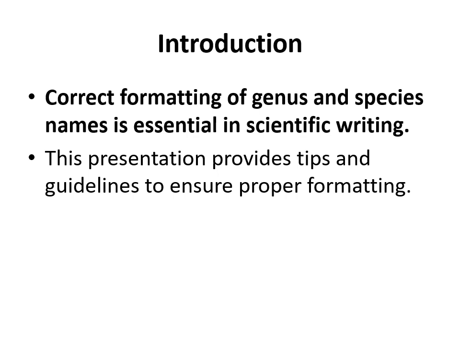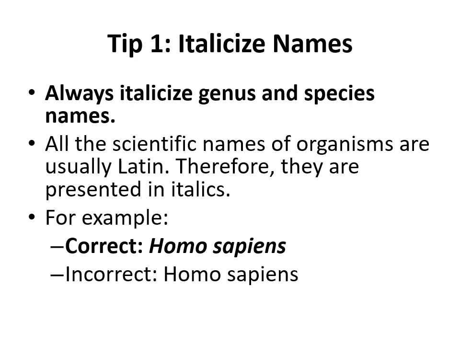Correct formatting of genus and species names is essential in scientific writing, and here are a few tips to ensure proper formatting. Tip 1. Italicize the names. Always italicize genus and species names. Why? Because the scientific names of organisms are usually Latin, or they're derived from Latin, therefore they are presented in italics. For example, the correct presentation of our species and genus is Homo sapiens.